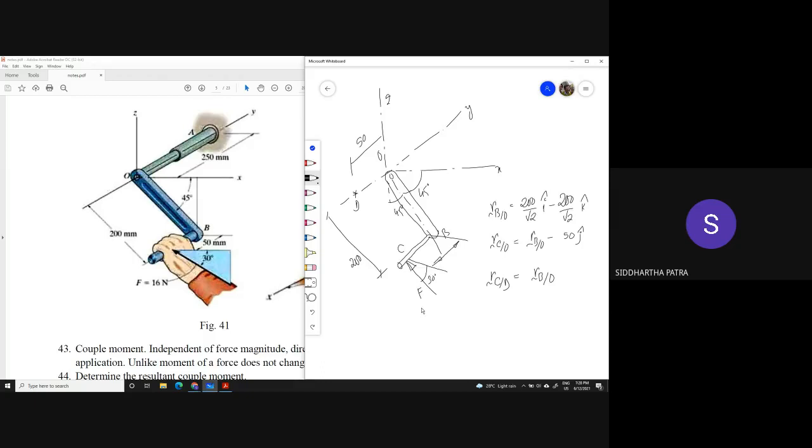Okay, and F right here makes an angle of 30 degrees with the positive x-axis and lies on a plane which is parallel to the xz plane. So F is going to be minus 16 times root 3 by 2 i plus 8 k cap Newton, and these are all millimeters.